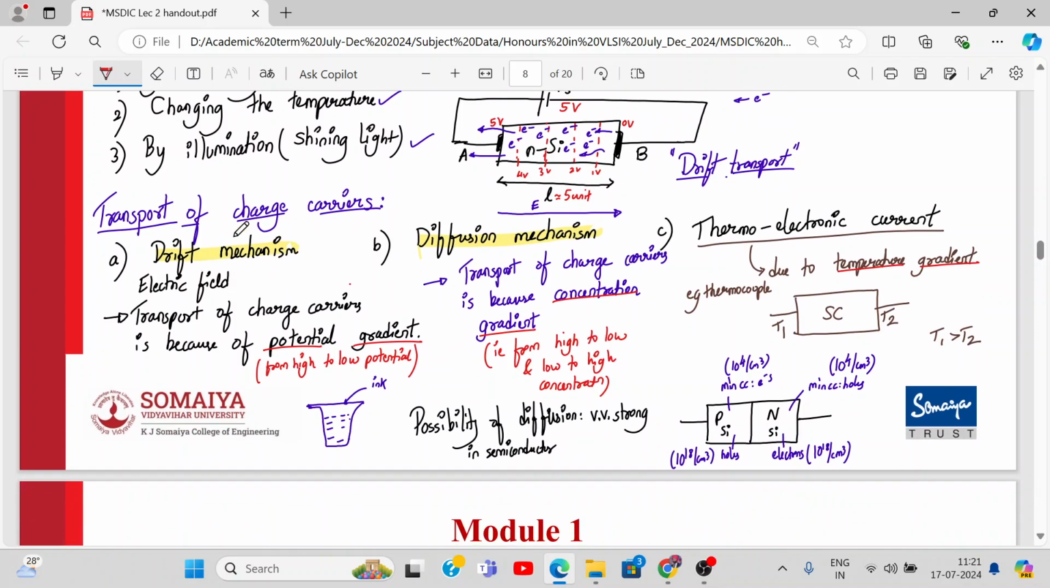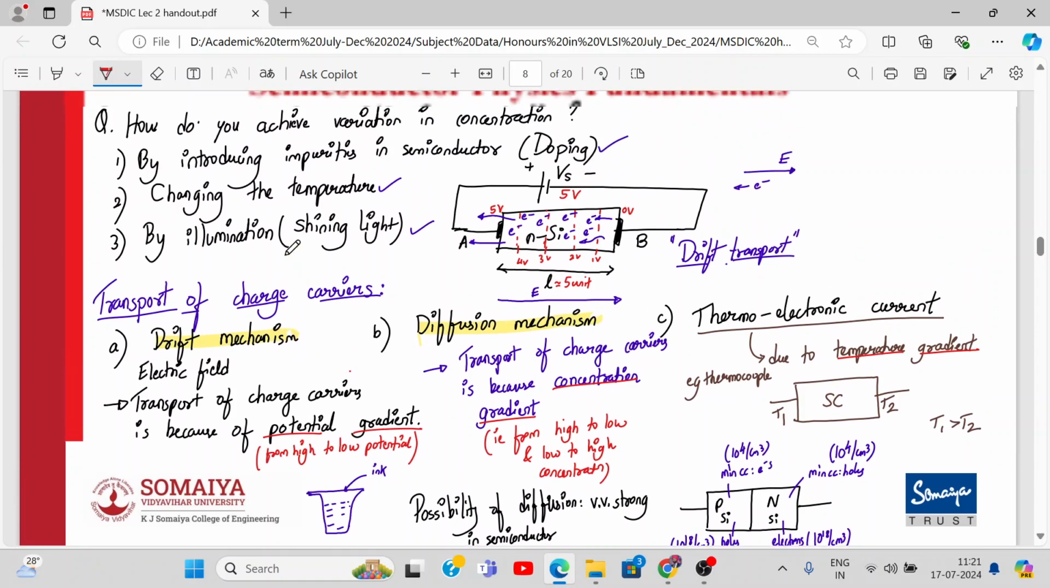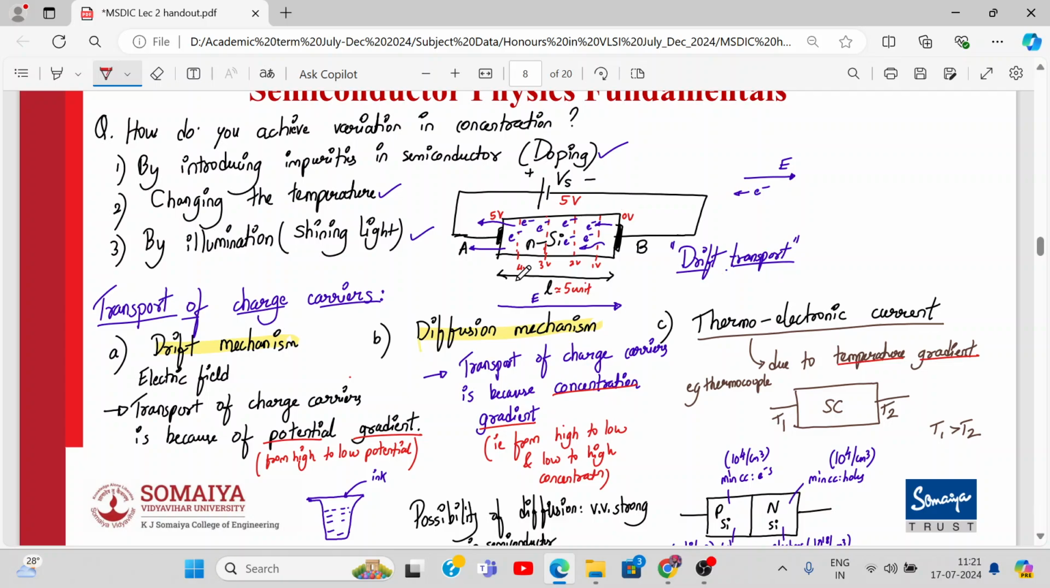Then we have briefly studied the transport of charge carriers in terms of drift phenomena, diffusion phenomena, and the thermoelectric current. What was drift phenomena? Whenever there is an electric field present, there will be a change in the potential, and whenever there is a potential gradient, there is transport of charge carriers, meaning current flow. The current flow due to potential gradient is termed drift phenomena.